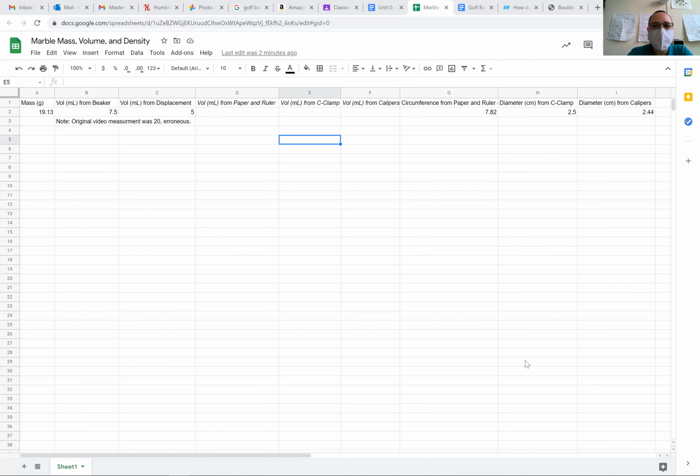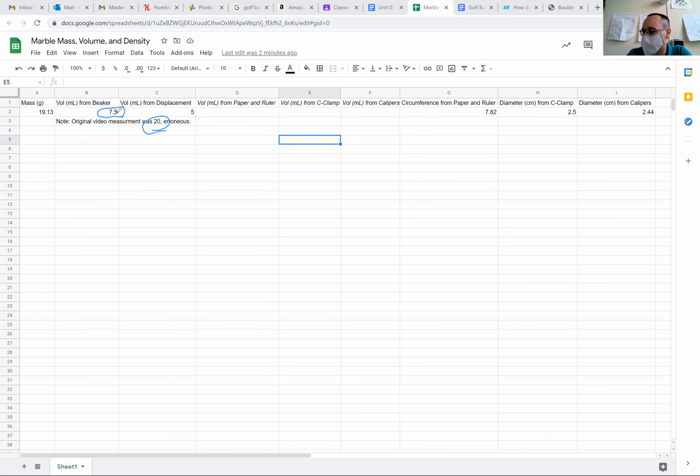So we're looking at, let me see, can I annotate? Woohoo, I can annotate, okay. So we're looking at the spreadsheet that I created last time, and one thing that I've changed here is that I originally measured a volume of 20 from the beaker. That was an erroneous measurement. The marble's volume that I measured from a beaker, I remeasured. It should be 7.5 milliliters.